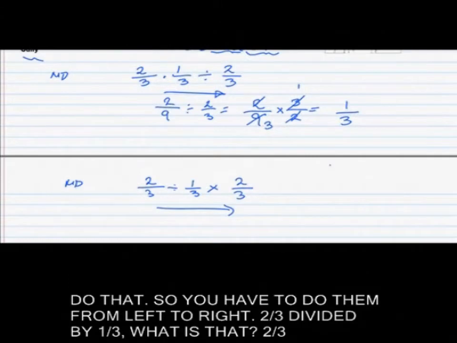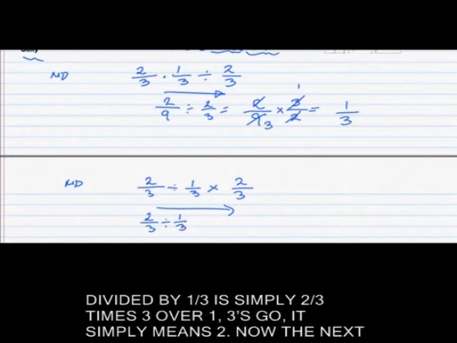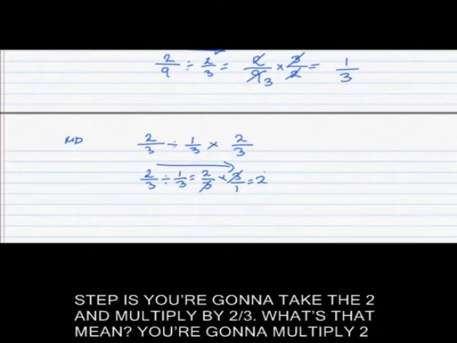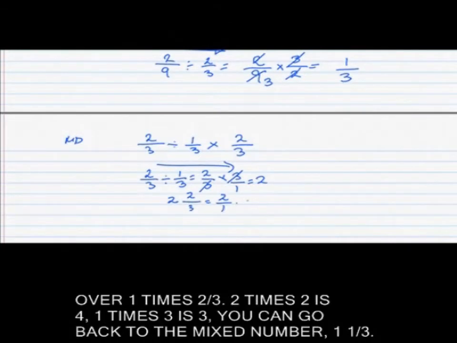2/3 divided by 1/3, what is that? 2/3 divided by 1/3 is simply 2/3 times 3/1. The 3's go, which simply means 2. Now the next step is you're going to take the 2 and multiply by 2/3. What does that mean? You're going to multiply 2/1 times 2/3. 2 times 2 is 4, 1 times 3 is 3. You can go back to the mixed number, 1 and 1/3.